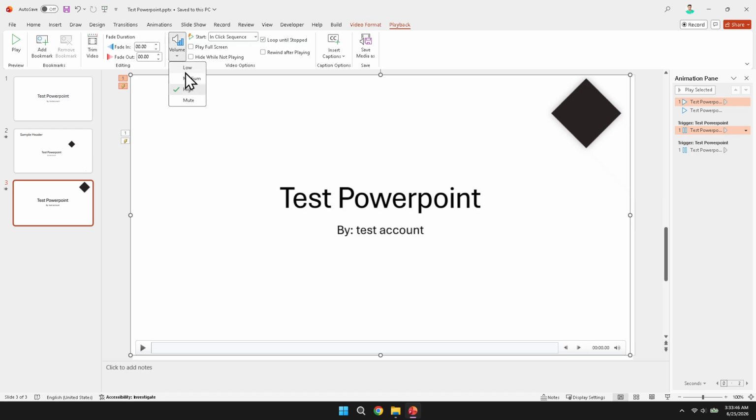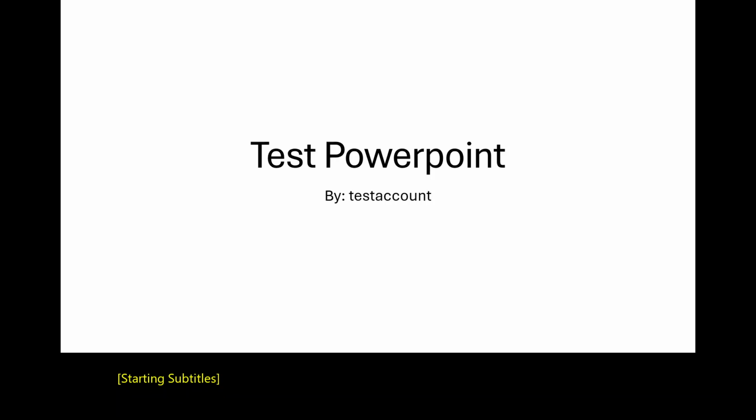Finally, if your video has sound and you want it muted, click the volume dropdown in the Video Options group and select Mute. Once you've done all that, press F5 to play the slideshow and test your video background.